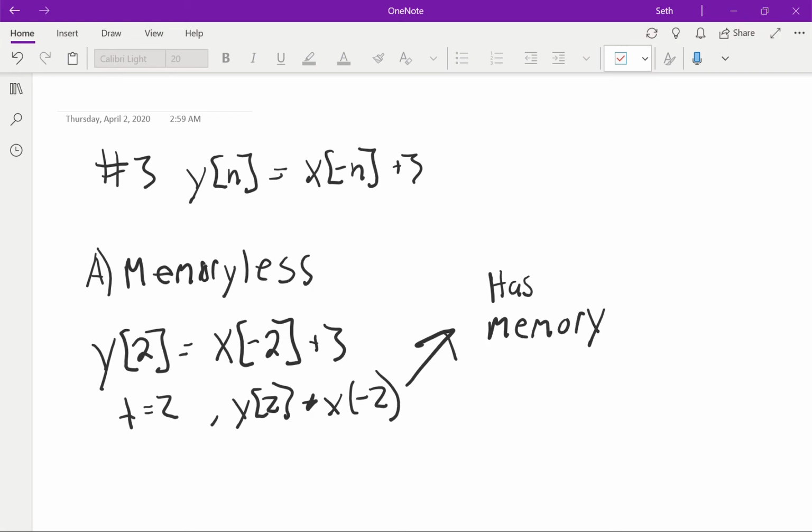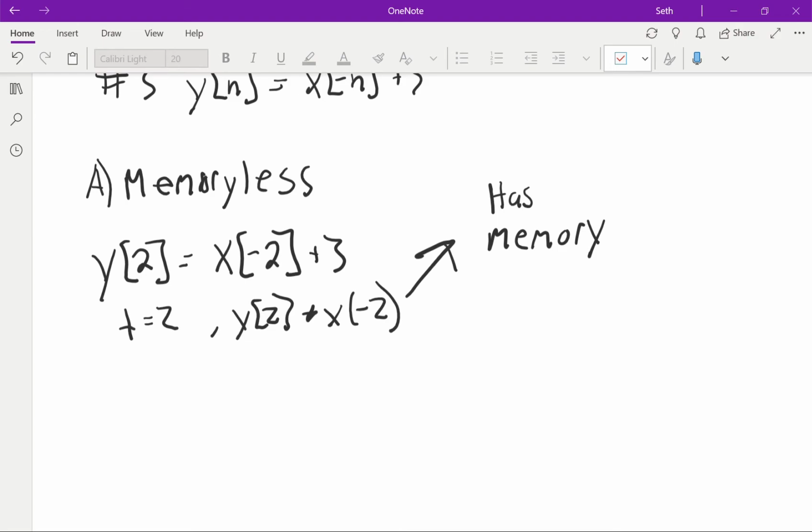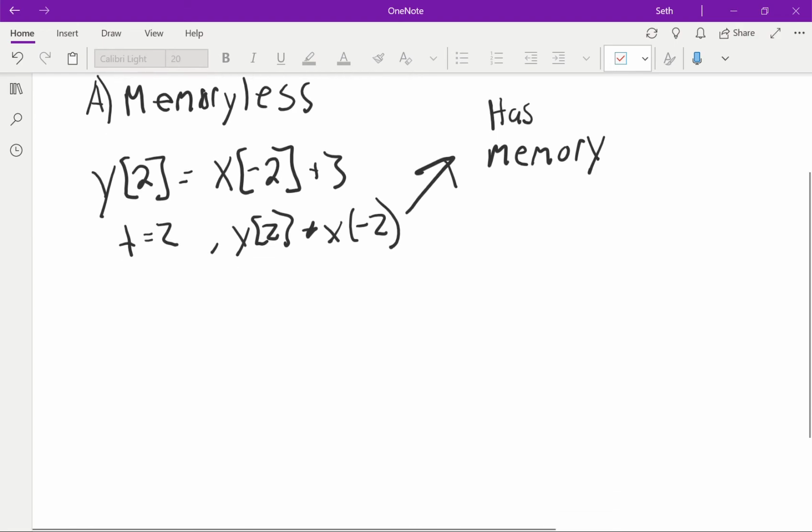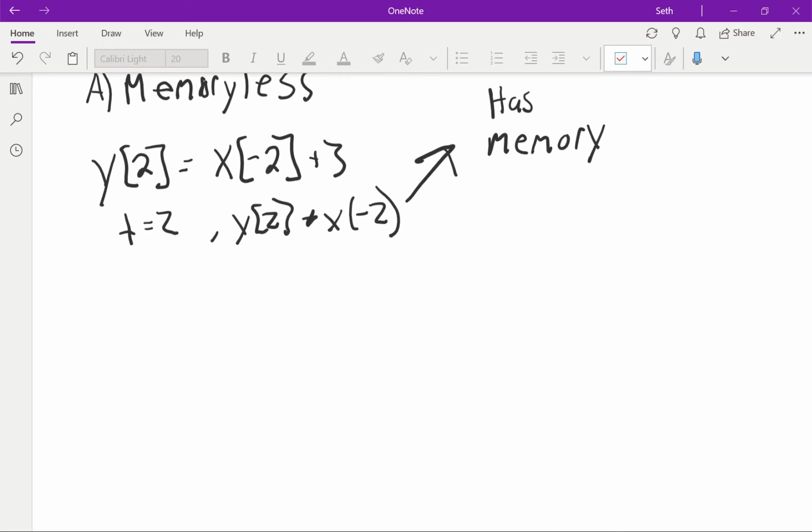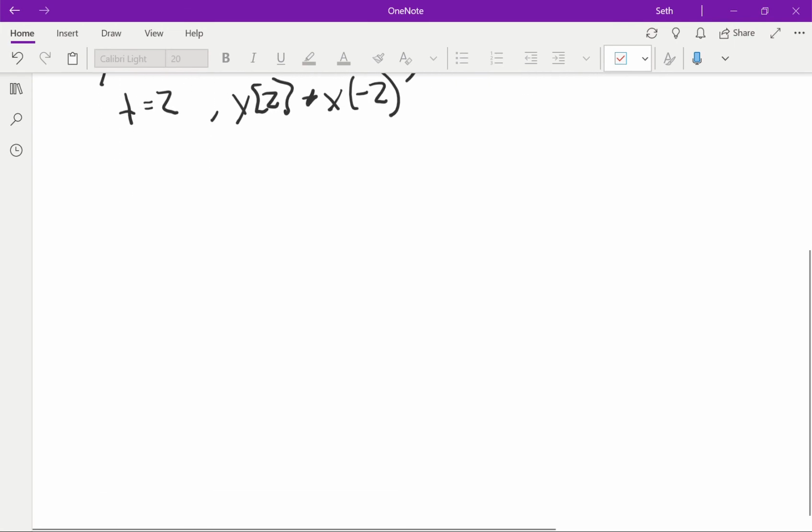So if you found it to be memoryless, in this example you wouldn't, but maybe check two values if you find that it is memoryless, because there are some systems where you may not find a counterexample with the first value you test. Okay, so the second part is asking us to find if it's time invariant.